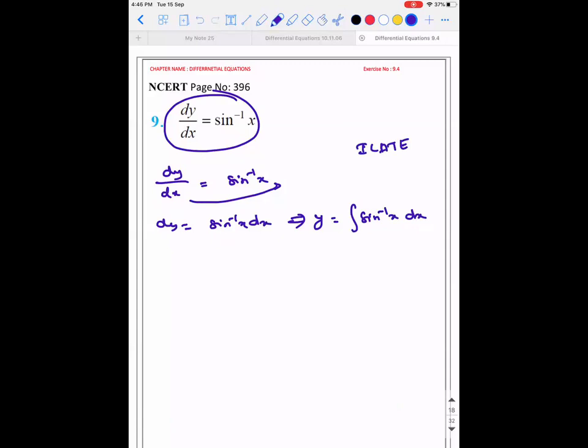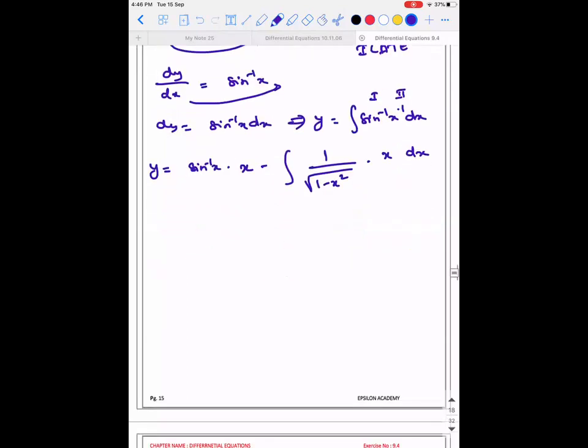So y will be equal to how much is it? First function into what is the second function, guys? Sine inverse x into 1. So first function is sine inverse x, second function is algebraic, that is 1. So first function into integral of second function, that is x, minus integral of derivative of first function, 1 by root of 1 minus x square, into integral of second function, that is x dx. You will have a plus c.